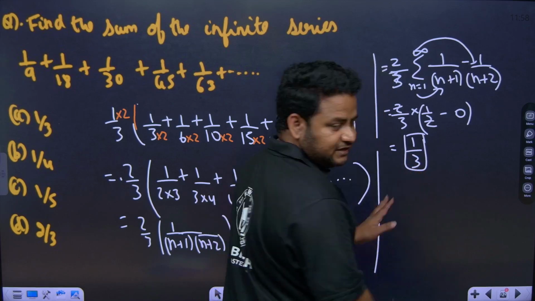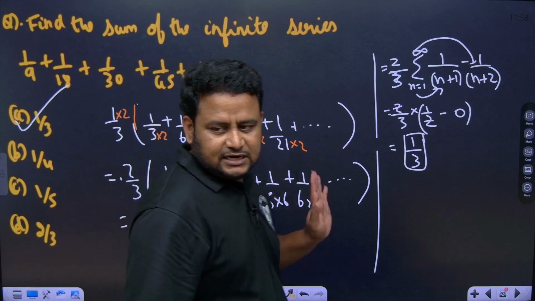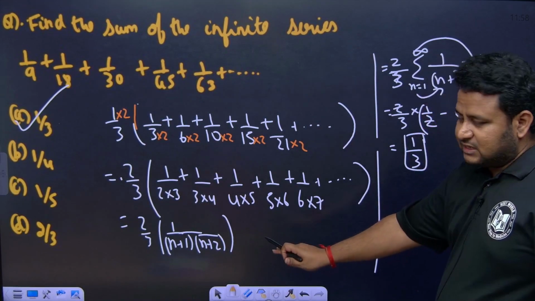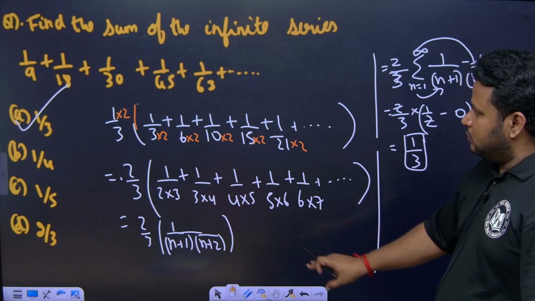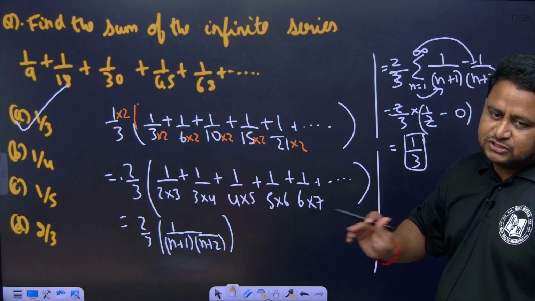This is equal to what? 1 by 3. Clear? So where is the answer? 1 by 3, option A. Clear till here? Understood? Okay. So getting the general term is very important. This is an advanced level of question, but I have solved it so that you use these concepts.